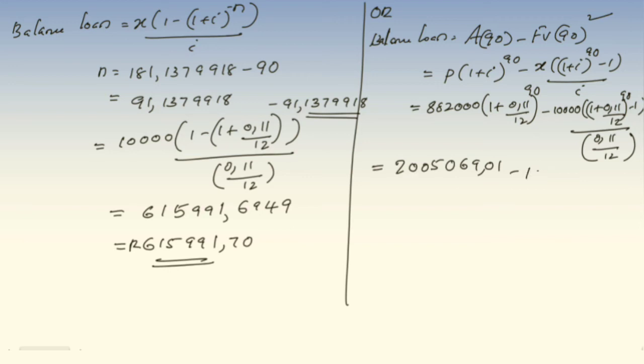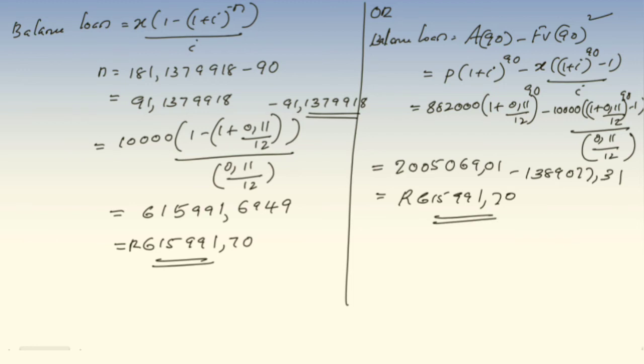Next one is 1,389,077,31. You will get it. When you subtract this one, you will get the same answer like the previous, using the previous formula. That is rand 615,991,70. So this is how we do this question.